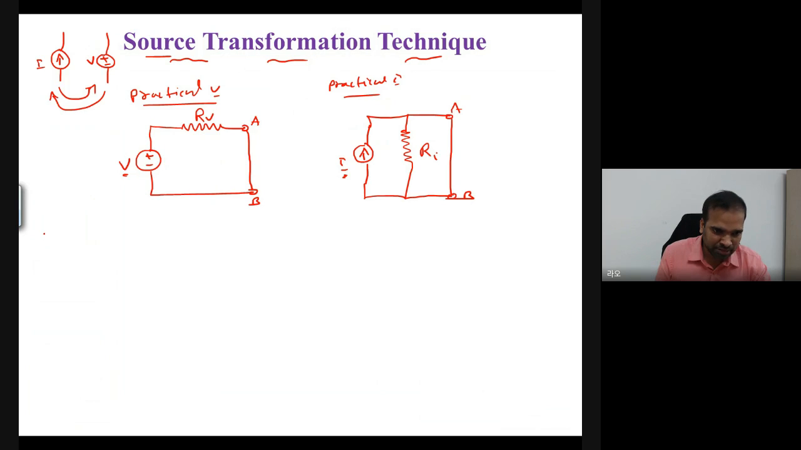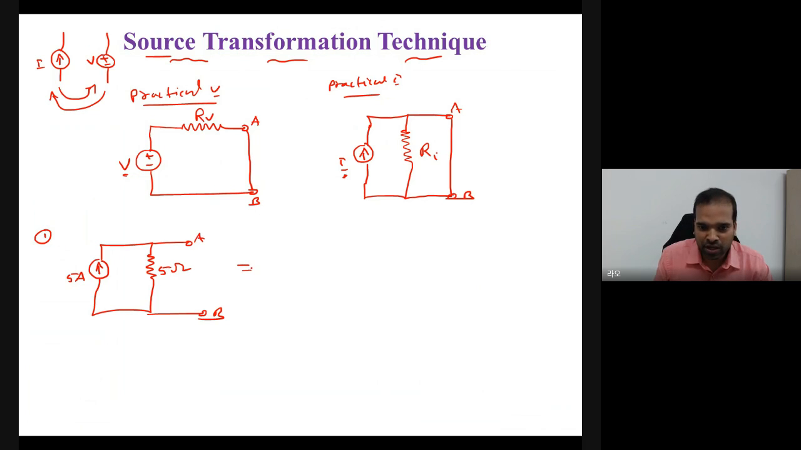Clear? For example, here I want to give one problem. This is problem number 1. We want to convert from a current source to a voltage source. This is A and this is B. Here the current source value is 5 ampere, and the resistance is 5 ohm. Now, can you convert this current source to a voltage source? Of course, yes. Why? Because the resistance is connected in parallel with the current source. Then only you can convert.